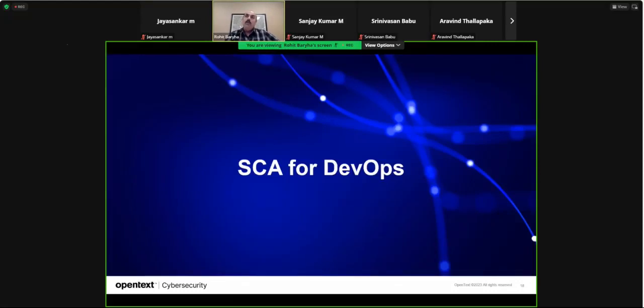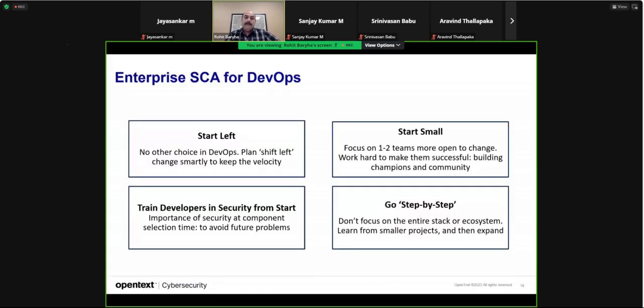Place, and on how an enterprise can start using an SCA strategy in their existing DevOps model or a DevSecOps model. These are some of those things that you can definitely go ahead and start with. You can always start left, which means the development team looks at what they are procuring, understands how they are procuring, why they are procuring, and what the risks are. So they'll have to start left.